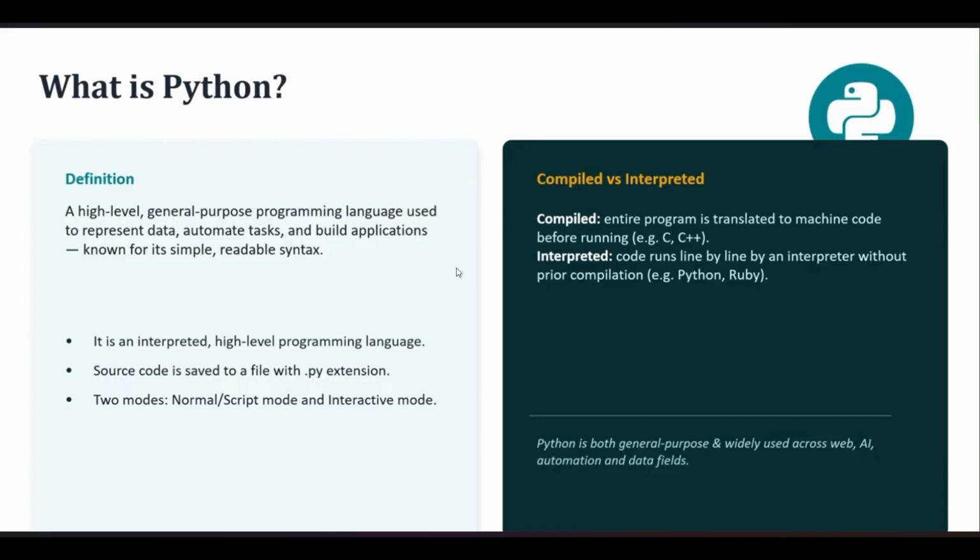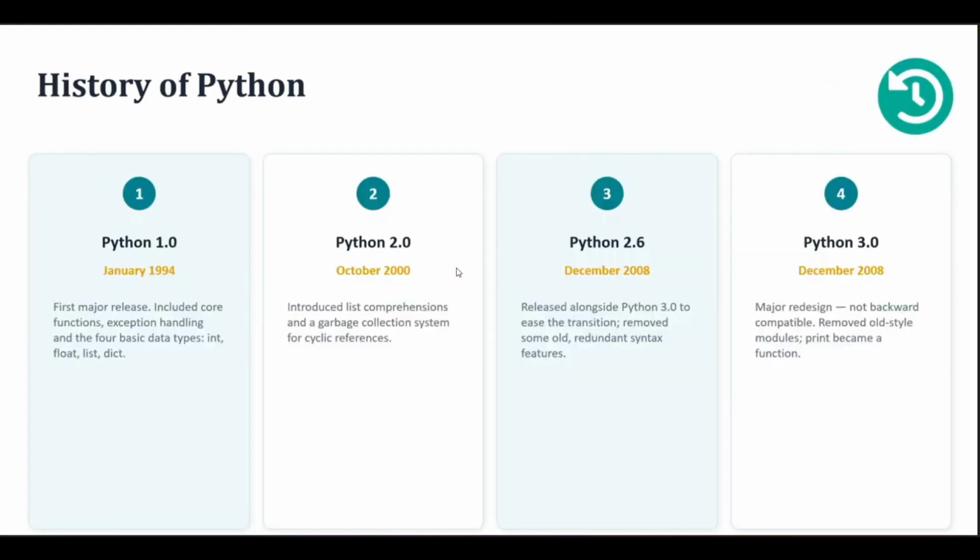Okay, now let's move to the history of Python. Every programming language has a creator, and Python is no exception. Python was created by Guido van Rossum, a software engineer. Okay, he started developing Python in the late 1980s, and the first public version was released in 1991.